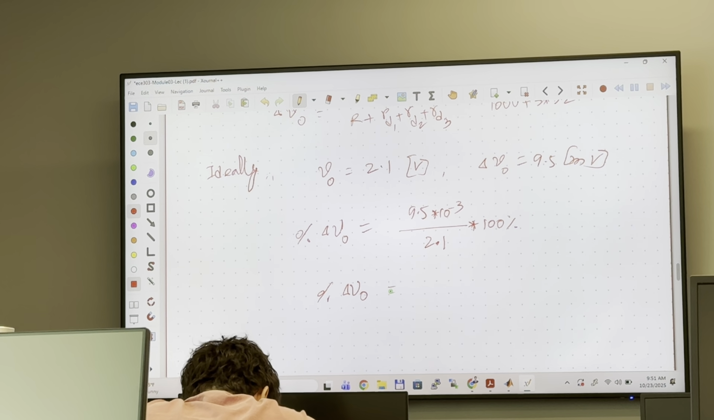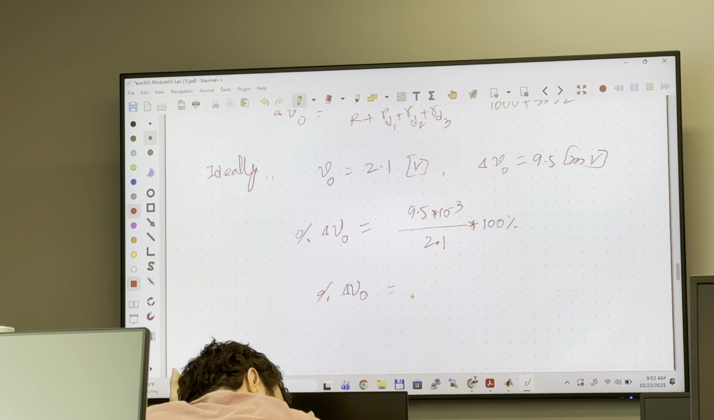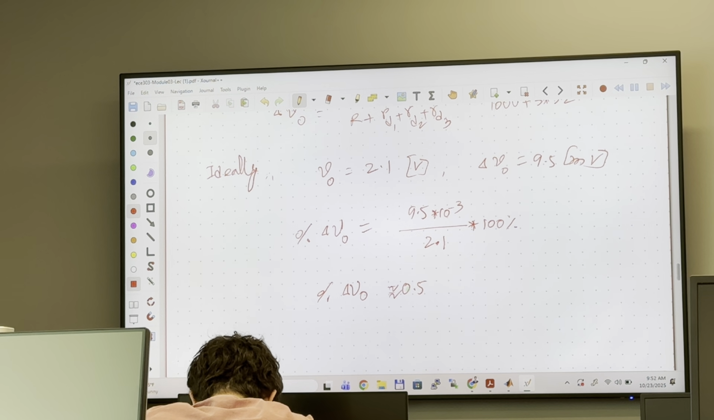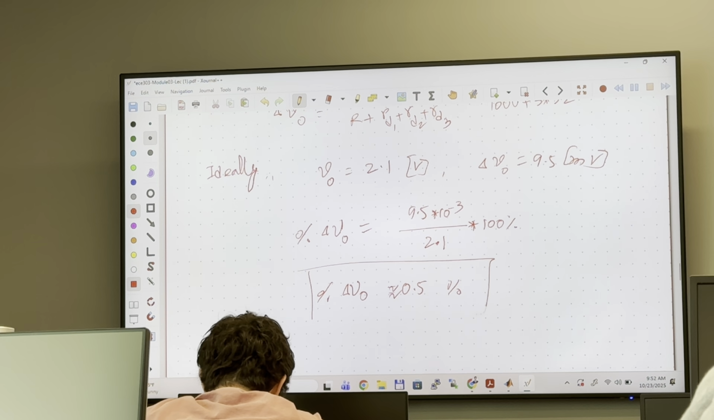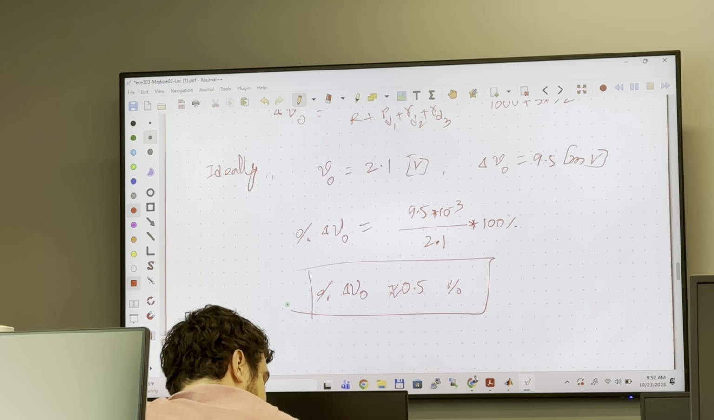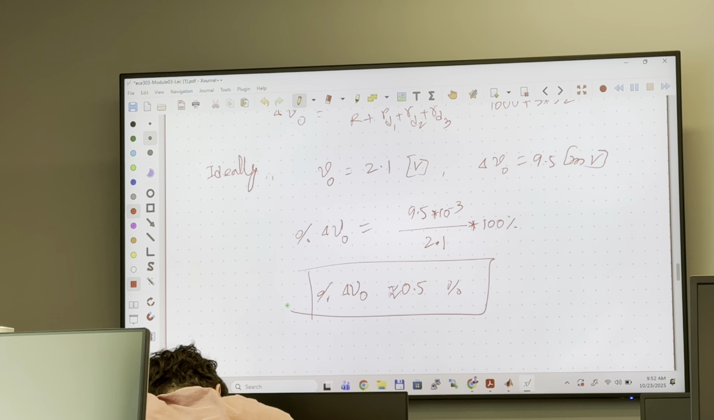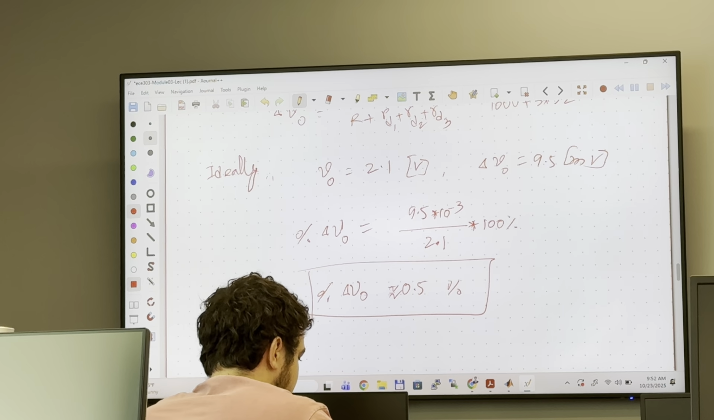Yeah, we are multiplying by 100. 0.45. Yeah, approximately that. So you can say that it's 0.5% approximately. And this is the final answer. So you see 0.5% change in the output if you apply 1 volt change in the input. Okay, guys? That's the main idea.